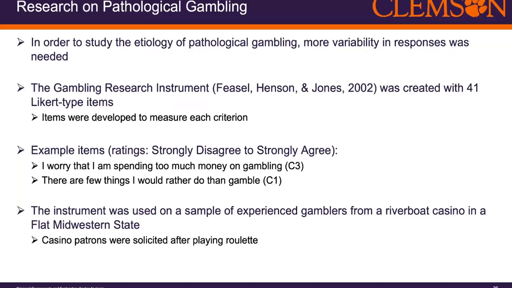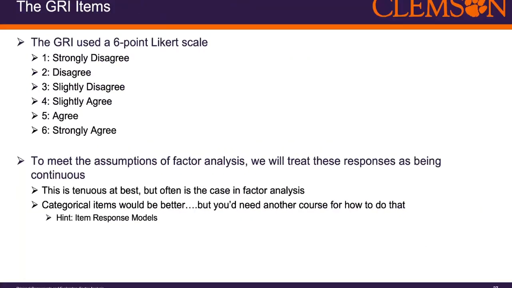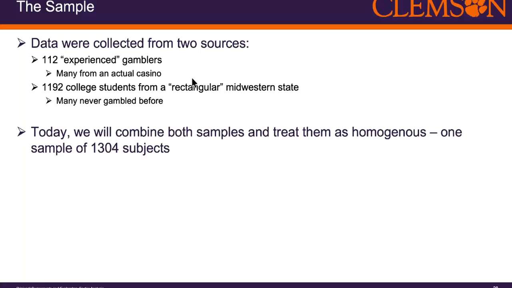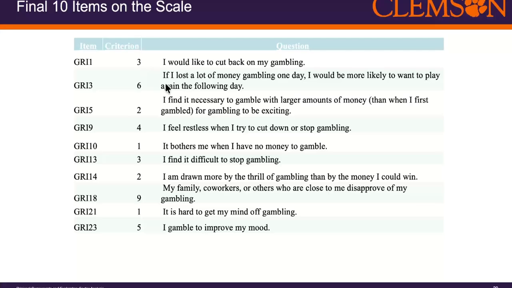Now, this instrument was used in a sample of experienced gamblers from a riverboat casino in a flat Midwestern state. It sort of defines a lot of them. We asked a bunch of casino patrons, after they had played roulette, to answer a survey. We did pay them so they could have more money to gamble with. It was a 6-point Likert scale. To really meet the assumptions of factor analysis or later analyses, we need to treat these as continuous. And actually, we coupled that with 1,192 college students as well.